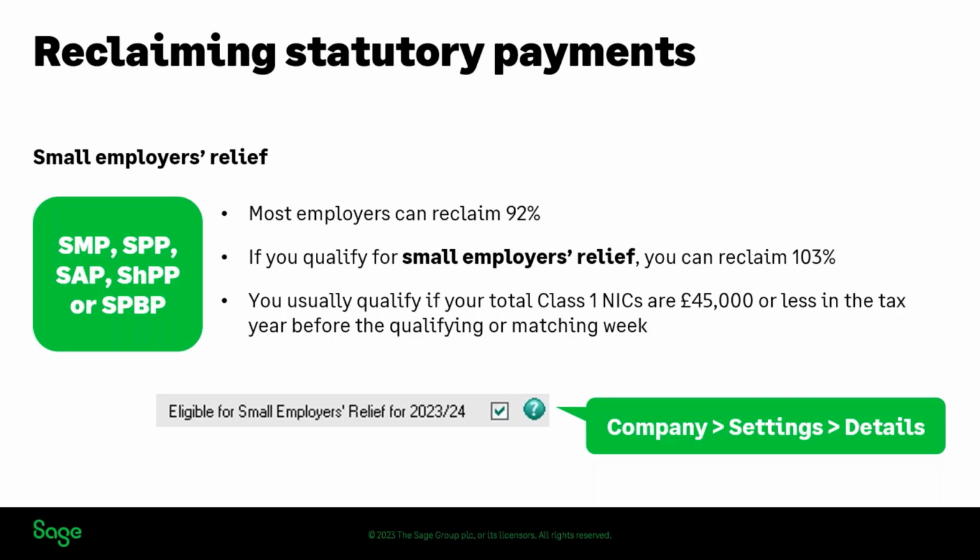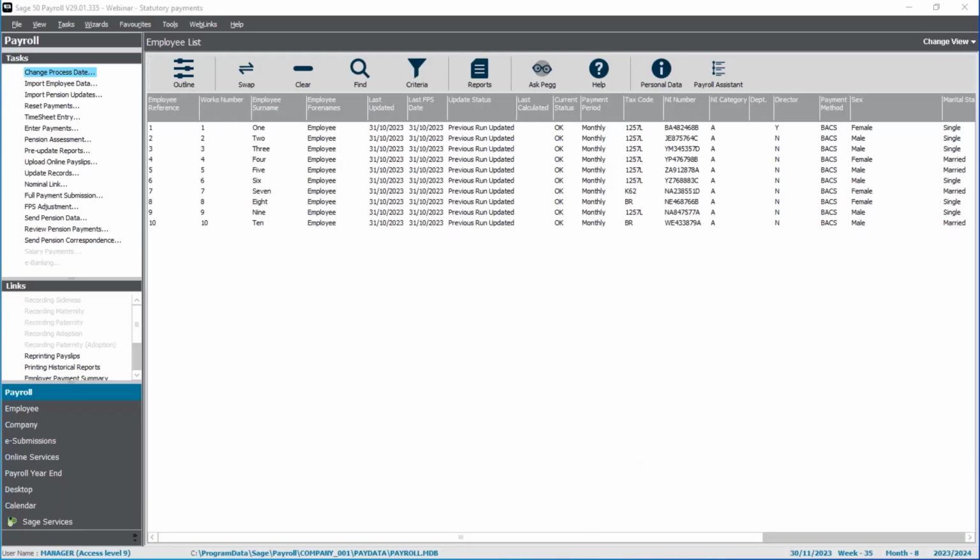So I just want to show you quickly in the program how you can check what your total national insurance contribution was in a previous tax year, and also where to find the small employers relief setting. So just bringing the slides down, and you'll see that I'm signed into Sage 50 Payroll.